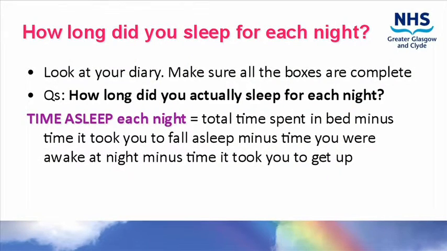If you want to calculate the average amount of sleep you get per night, you need to have your sleep diary handy. First, make sure all the boxes in the diary are complete. The question in the diary that asks you to record how long you actually slept each night refers to the total time you spent in bed that night minus the time it took you to fall asleep minus the time you were awake at night minus the time it took you to get up. You should be able to find all the information you need to answer this question in your diary.